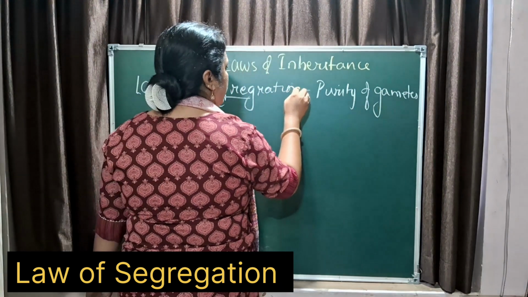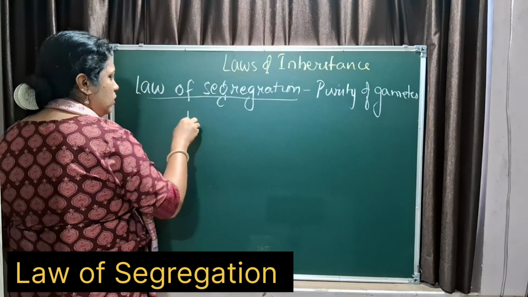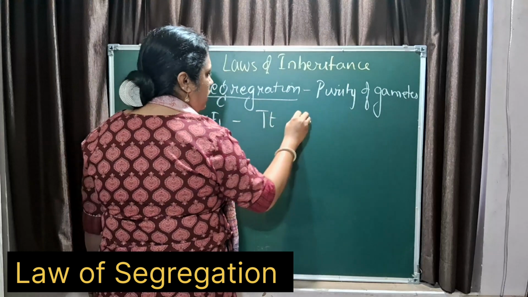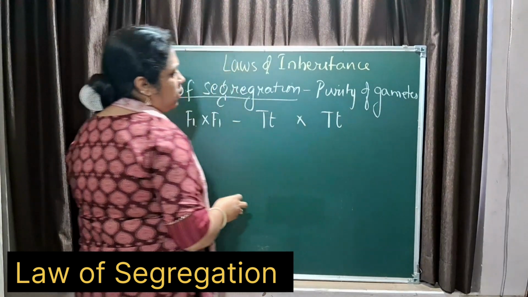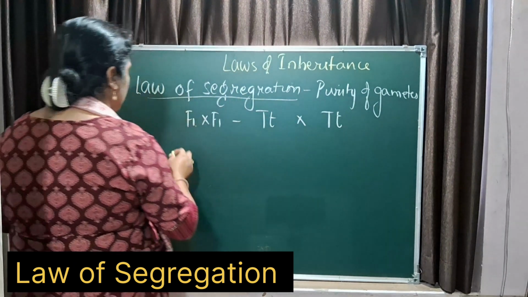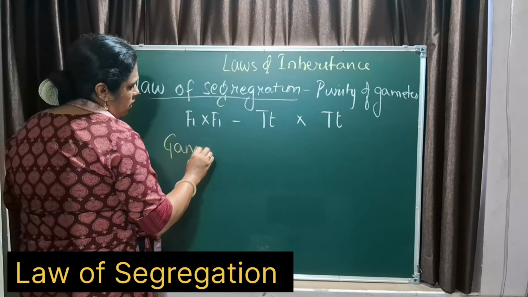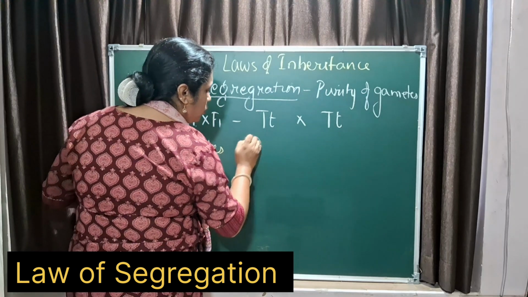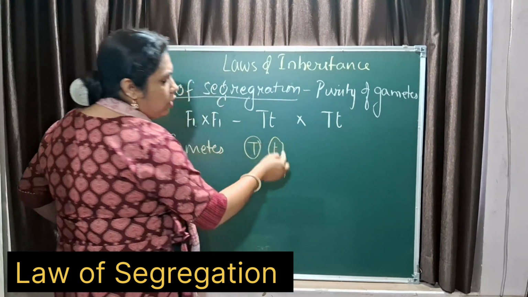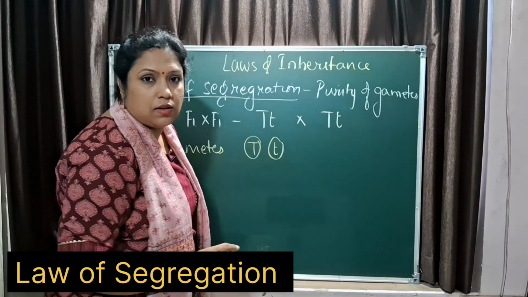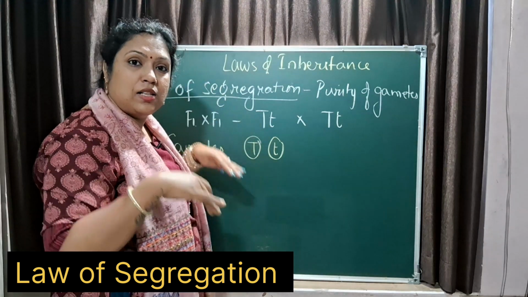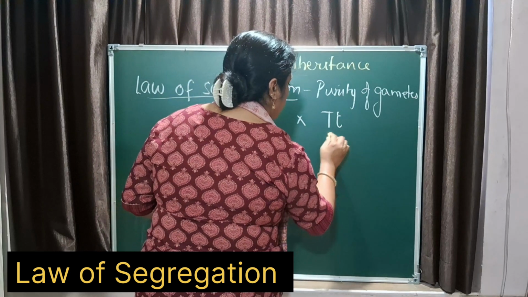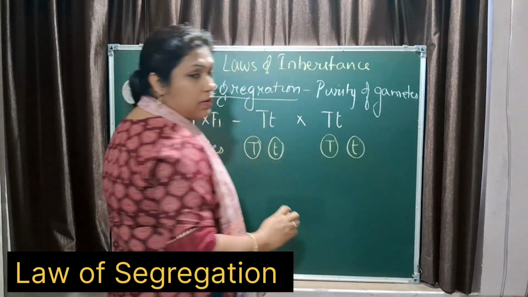So now in law of segregation, you talk about the F1 cross F1, that is capital T small t cross capital T small t. Now F1 became the parent here, and the gametes formed. You can see here there are two alleles. So in gametes, the two alleles will go into the gamete without mixing each other. Each allele can pass into the gamete without influencing each other. So there are two gametes formed here and two gametes formed here.